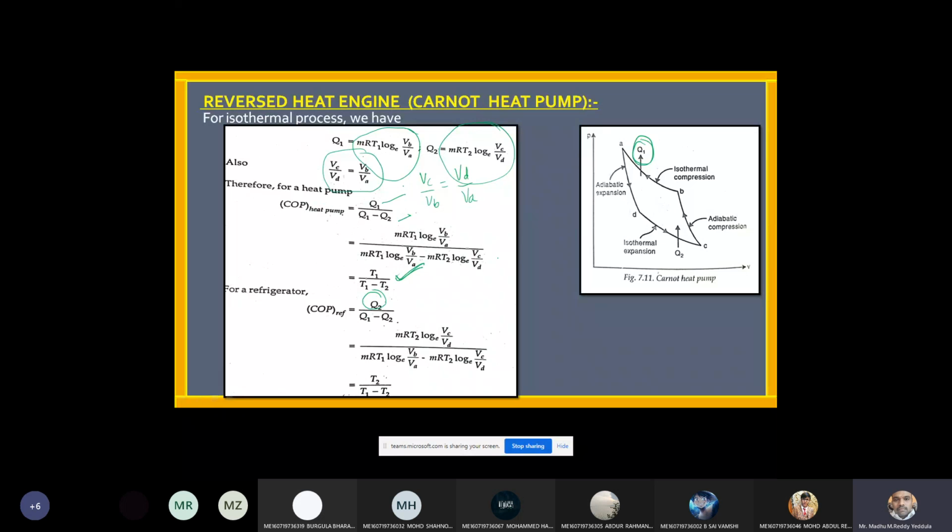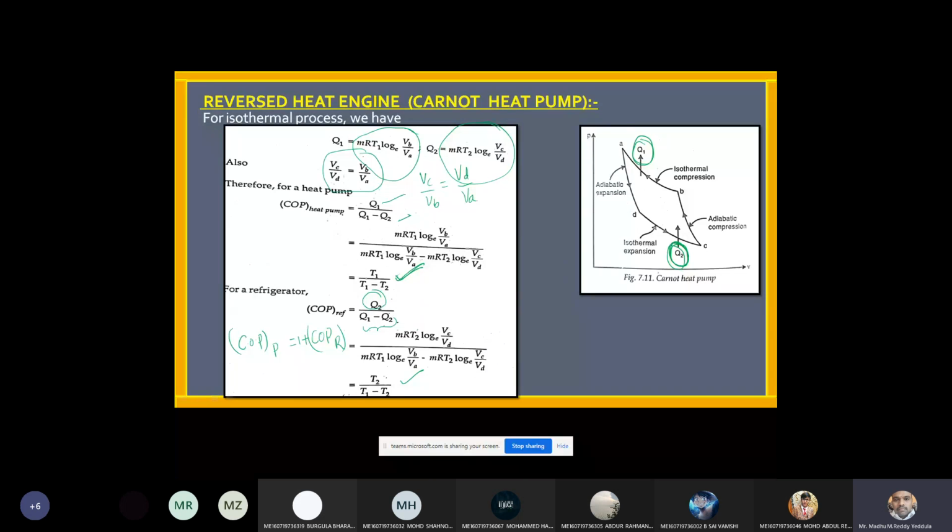Similarly, for COP of refrigerator, the desired effect is extracting heat from the lower temperature body. This is Q2, the heat extracted from the lower temperature body. For that, we need to do work, that is Q1 minus Q2 is the work supplied in order for this process to occur. Therefore, Q2 by Q1 minus Q2, on substituting all those things, we will get T2 by T1 minus T2. This is the COP of the refrigerator. And we also have a relation: COP of pump is equal to, anyone remember? COP of pump is equal to 1 plus COP of refrigerator.